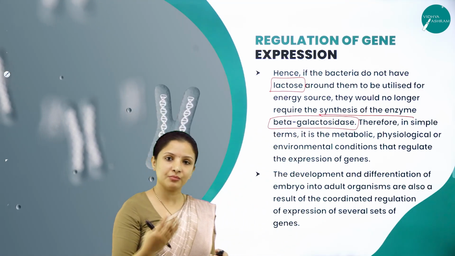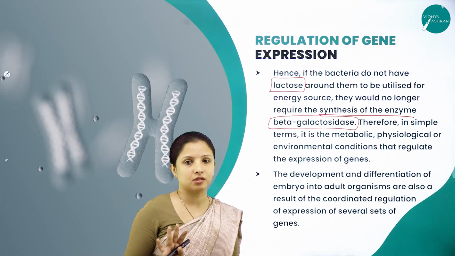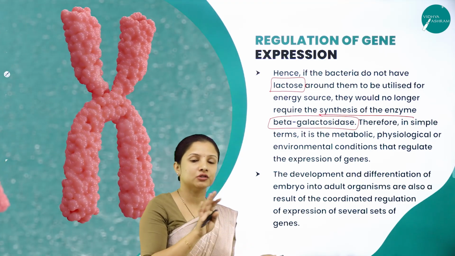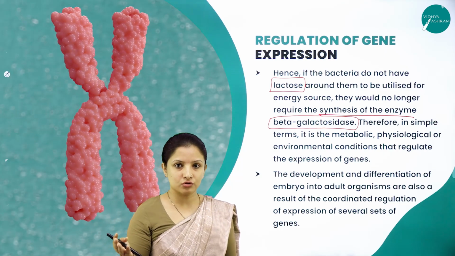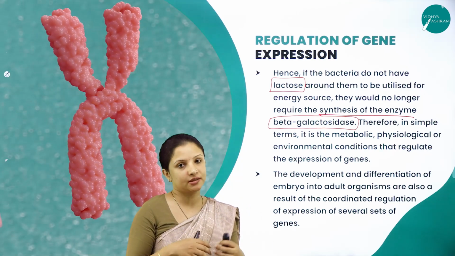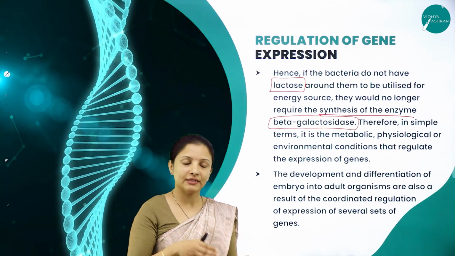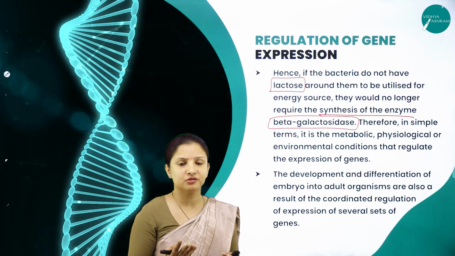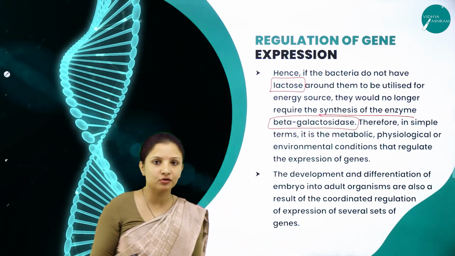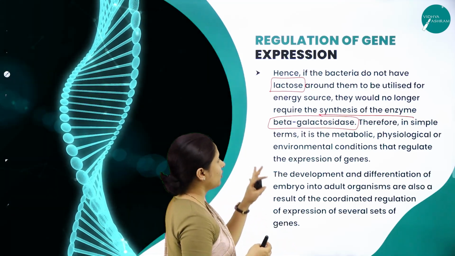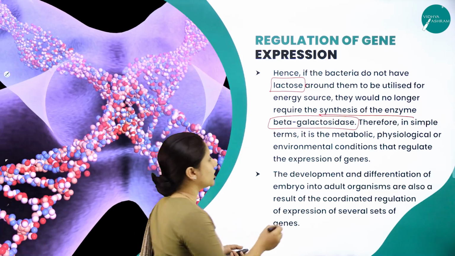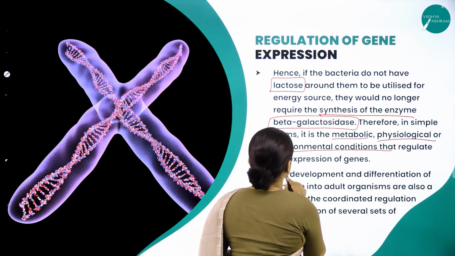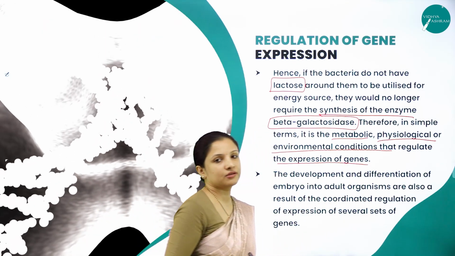Beta-galactosidase is synthesized in the body of E. coli because it has a work. What is the work of the beta-galactosidase enzyme? To convert lactose into galactose and glucose. Now, if that lactose is itself not present inside that particular E. coli bacteria, then what will be the function of beta-galactosidase? Therefore, beta-galactosidase will also not get synthesized. So, in simple terms, it is the metabolic, physiological or environmental conditions that regulate the expression of genes. So, that is what it is.